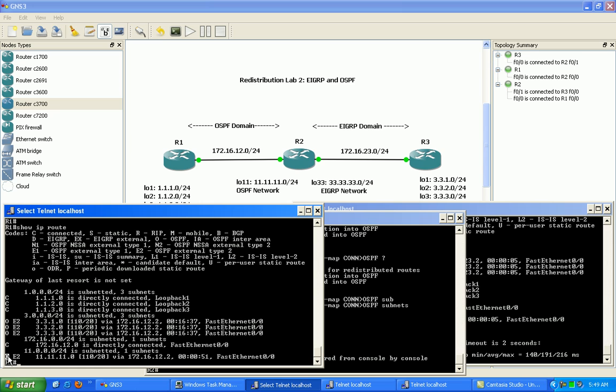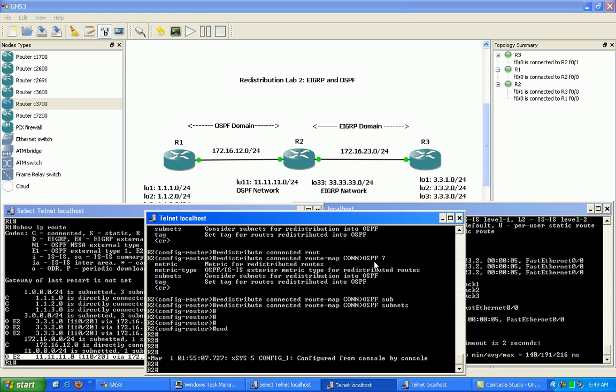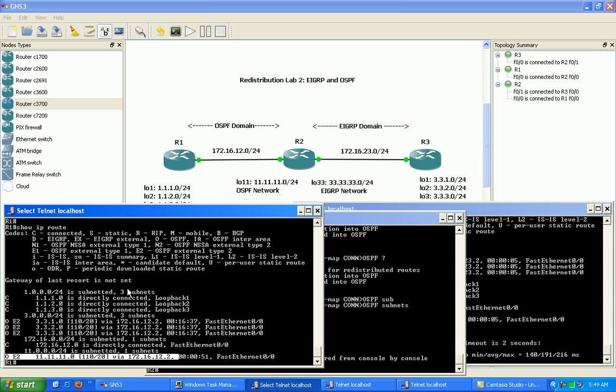Also seeing now the 11 network, which we matched in our route map. However, we are not seeing the 172.16.23.0/24 network that we saw earlier.